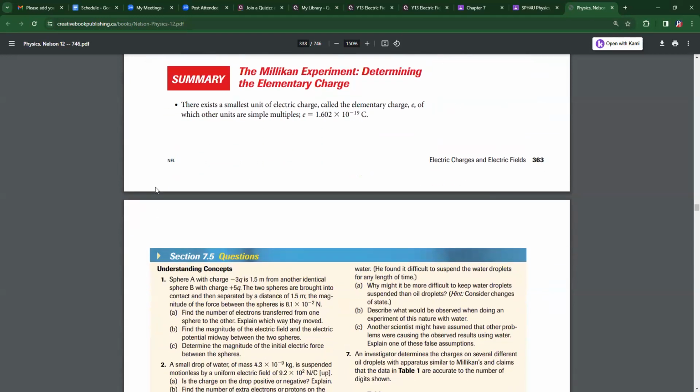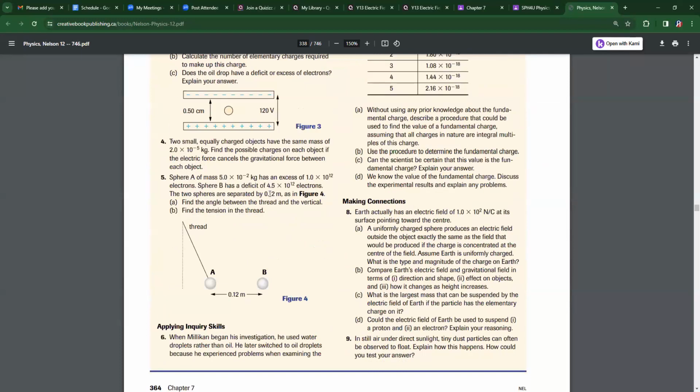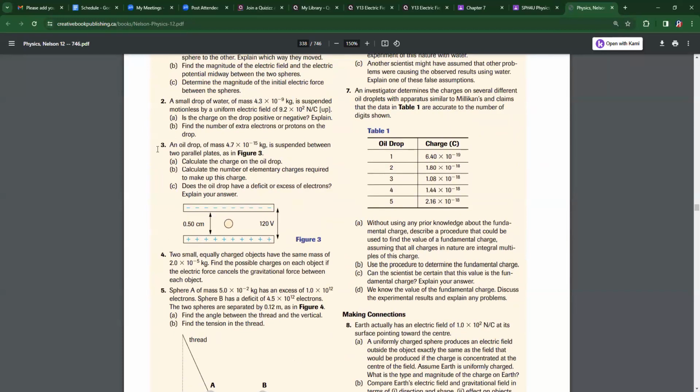Okay, so summary. Millikan was able to find the charge of one electron, and it's 1.6 multiplied by 10 to the power negative 19 coulombs. Okay, so classical questions, like question number 3. You're putting some charge between plates, you have the distance between plates, you have the potential difference. So you will be able to find the charge of the oil drop, the number of elementary particles, and then check if you have extra electrons or a lack of electrons.